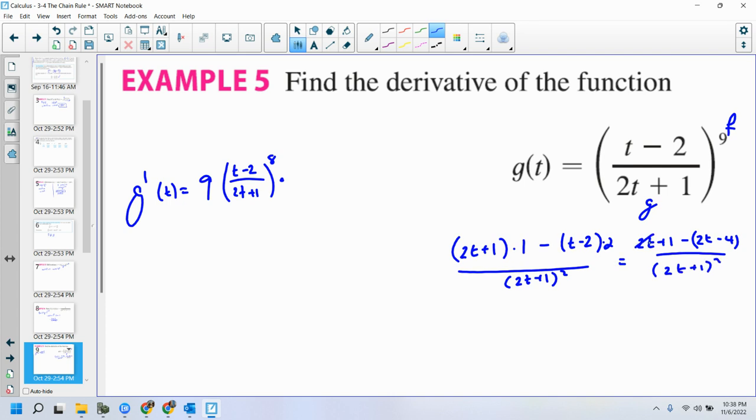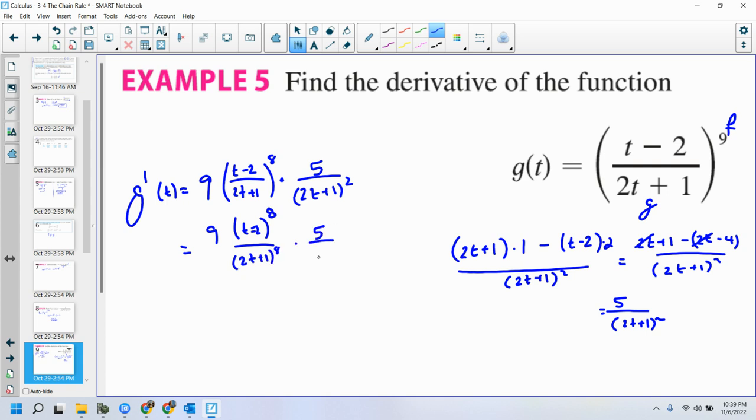So 2t minus 2t will cancel. 1 minus negative 4 turns into a 5 over 2t plus 1 squared. Okay, so that is g prime. Let's see if we can work this out a little bit more. 9 is in the numerator. I can distribute that 8th power to the t minus 2 over the 2t plus 1 to the 8th, times 5 over 2t plus 1 to the 2nd.